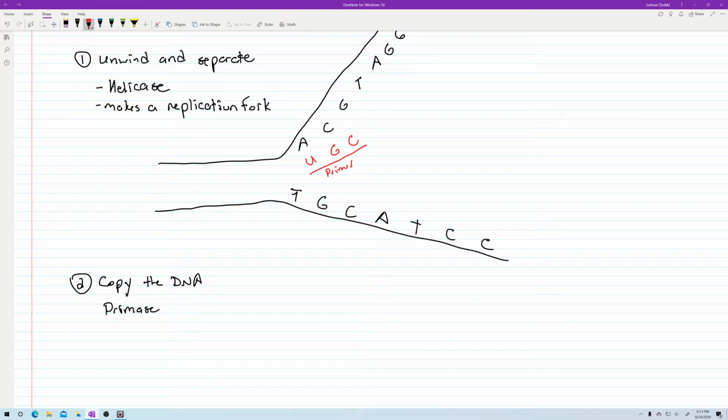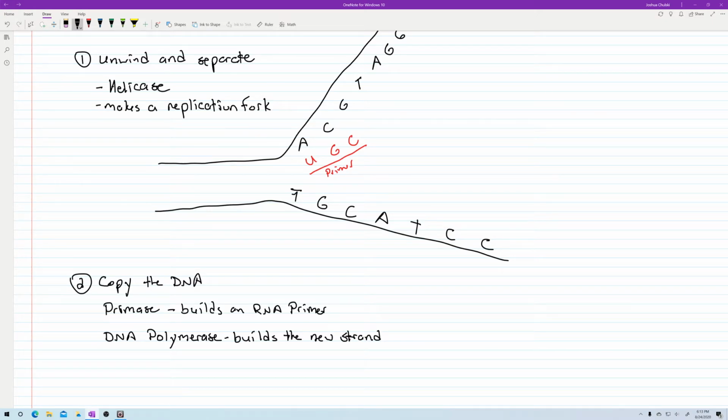Okay, sets up that primer. And then when that primer is laid down, another enzyme, so primase builds the primer, builds an RNA primer. Okay, so when you put down a primer, that's basically the signal. This is where you start. Okay, and so then we have another enzyme called DNA polymerase, and this builds the new strand. Okay, the new strand. And I'm going to put the new strand in a different color. I'll do it in green. And so this DNA polymerase is going to come and it's going to add new DNA.